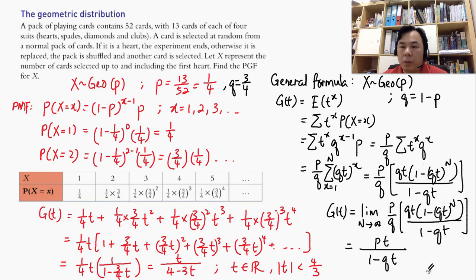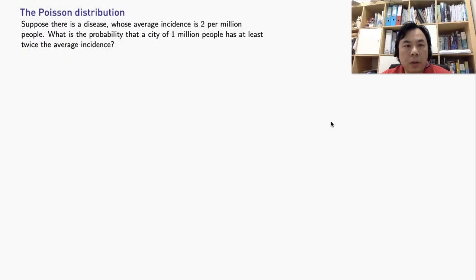Now, that will be the general formula for any type of geometric distribution with a probability of success equal to p, and q equal to the probability of failure. Now I hope that is clear how we create probability generating functions that represent geometric distribution. Now next we're going to move on. Our next distribution is the Poisson distribution.